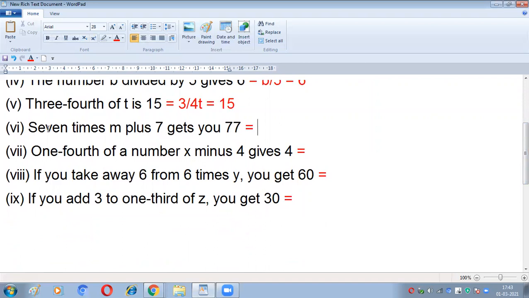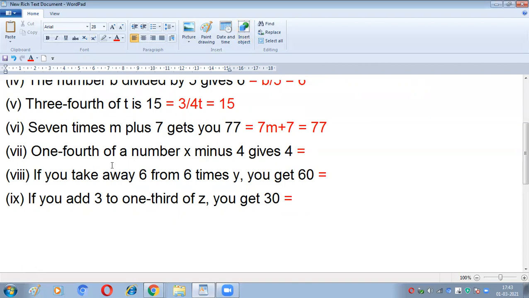7 times m, that means 7m, plus 7. 7m plus 7 gets you 77. That means it is equal to 77. So friends, let's move to the seventh bit.